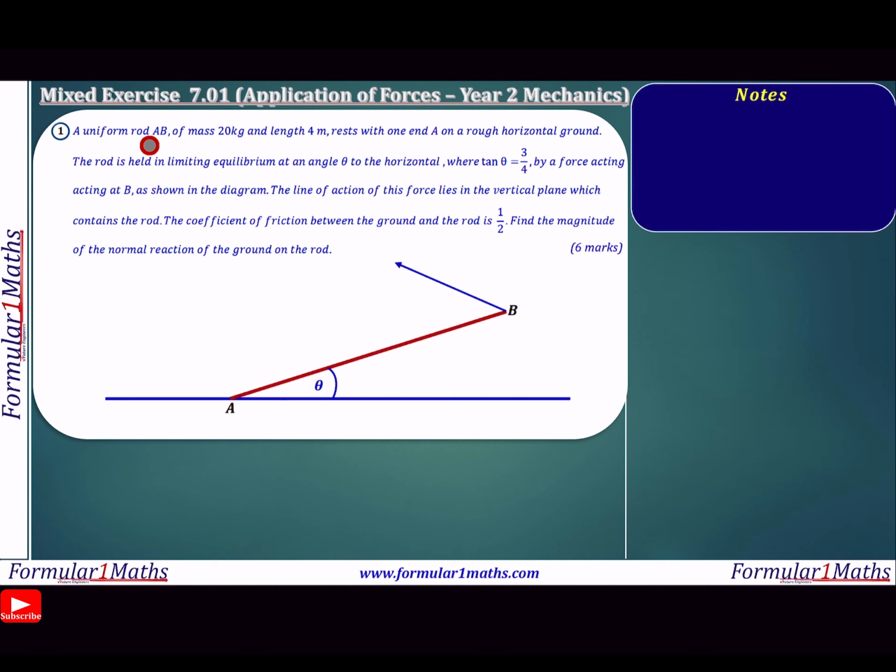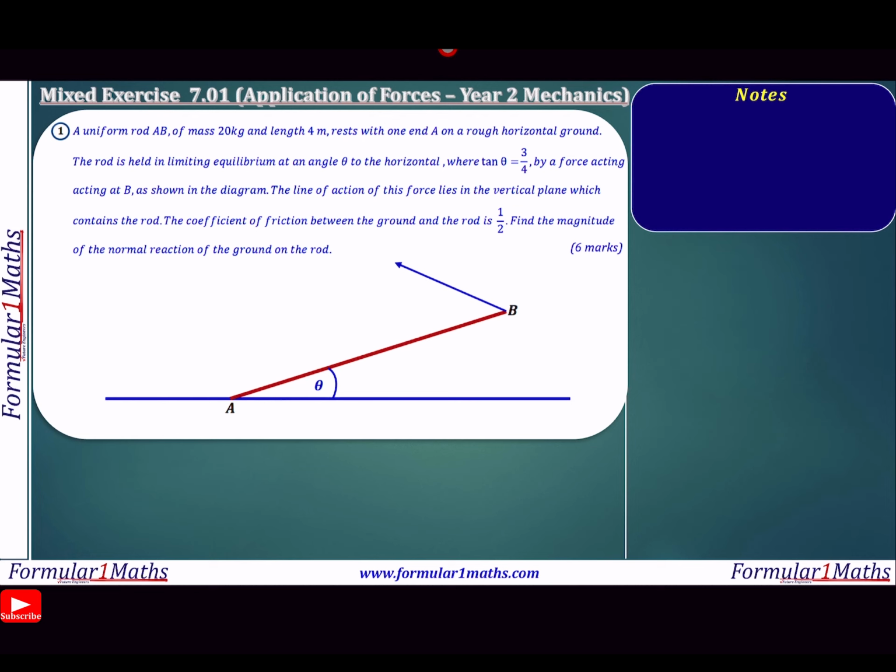A uniform rod AB of mass 20 kilograms and length 4 meters rests with one end A on a rough horizontal ground. The rod is held in limiting equilibrium at an angle theta to the horizontal, where theta is equal to 3/4, by a force acting at B, as shown in the diagram. The line of action of this force lies in the vertical plane, which contains the rod. The coefficient of friction between the ground and the rod is half. Find the magnitude of the normal reaction of the ground on the rod.